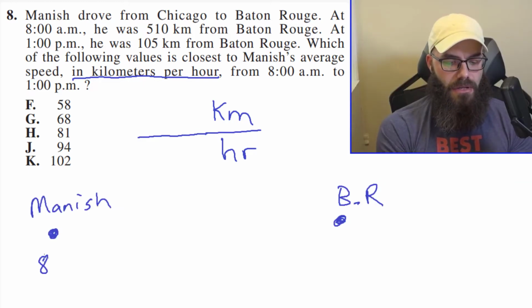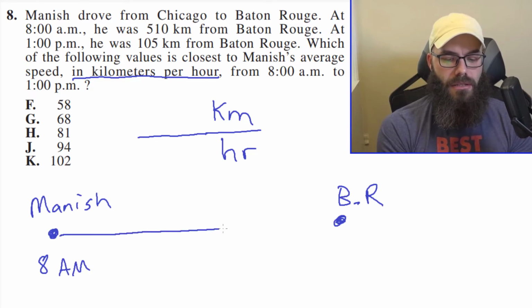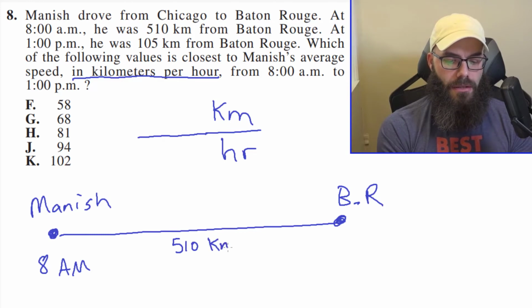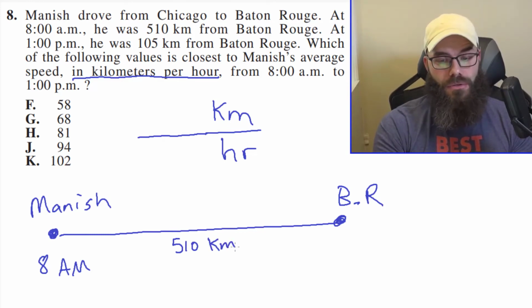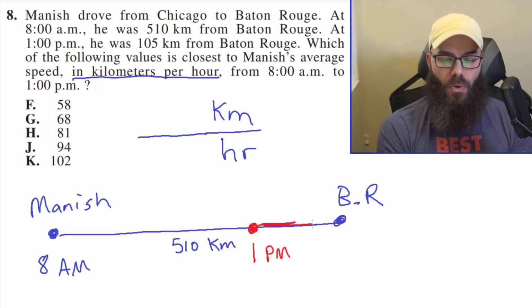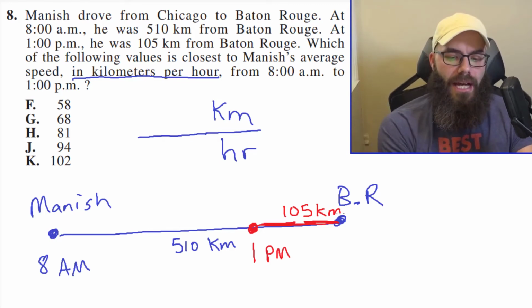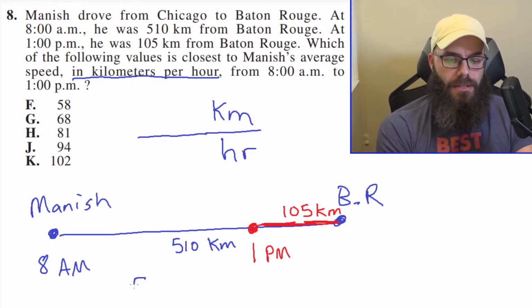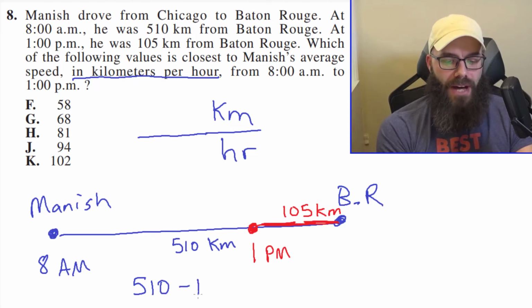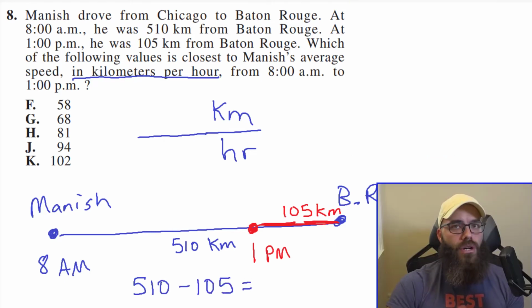At 8 a.m., he is 510 kilometers away. Okay, he's traveling, he's getting closer and closer and closer. So as time moves on, let's say at 1 p.m., he's now 105 kilometers from Baton Rouge. So he's traveled the difference, right? He's gotten closer. How much closer has he gotten? Well, 510 minus 105 is equal to 405 kilometers.